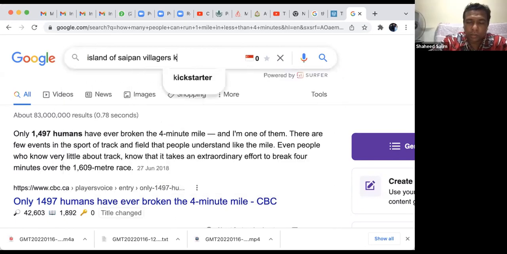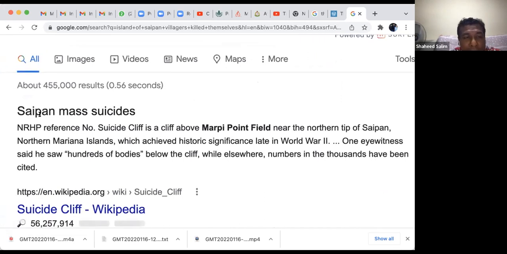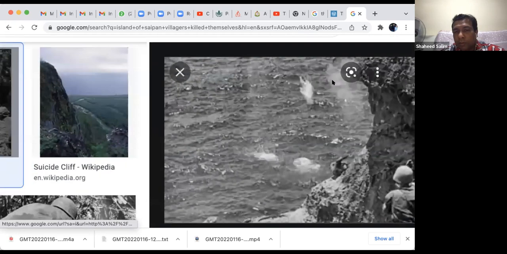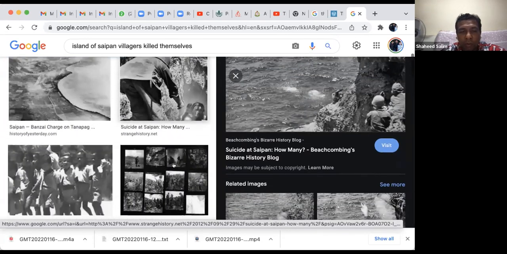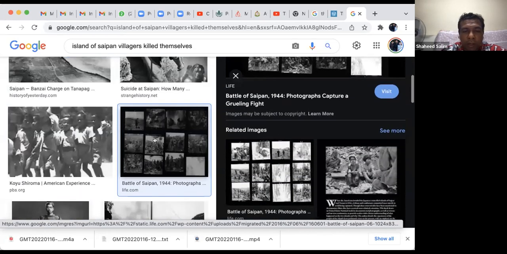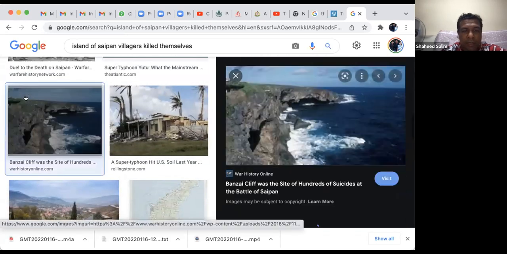Okay. Villagers killed themselves. So this happened during wartime. It's called the Saipan mass suicides. So there's this cliff, and the US soldiers were watching what happened. Let us see now. Can you see now? Oh, here. This is the cliff. People were jumping down from here. You see, some of them wanted to jump down here. Maybe this is bigger. Saipan. Hold on. The cliff they were jumping from. This is the cliff.